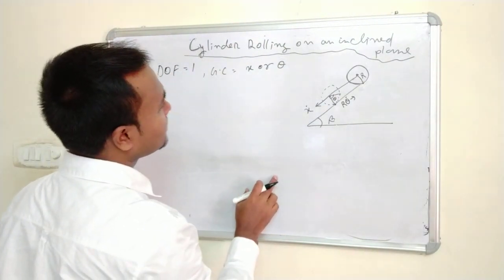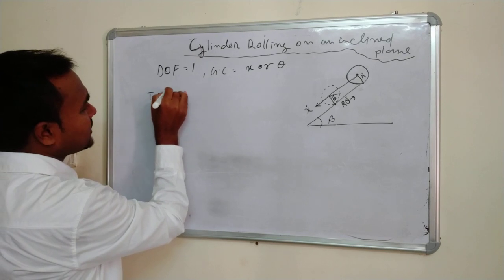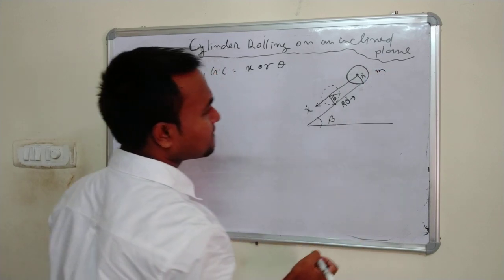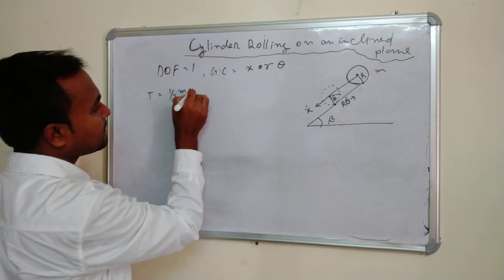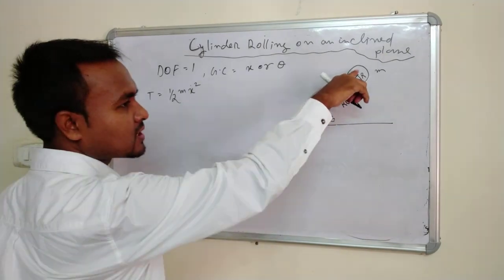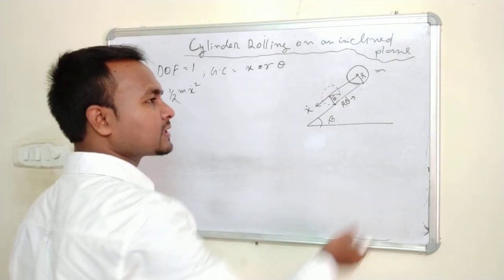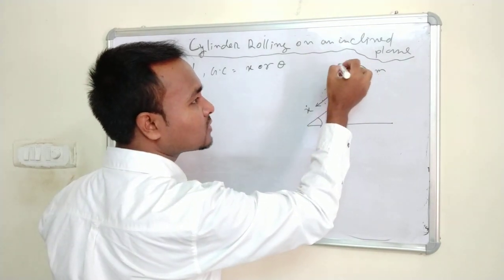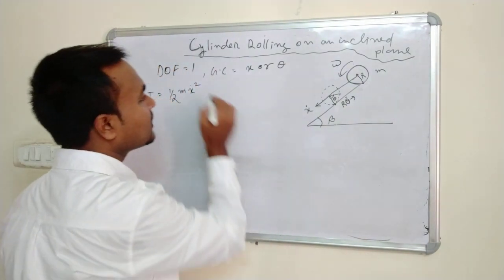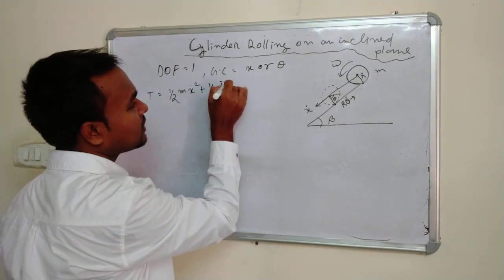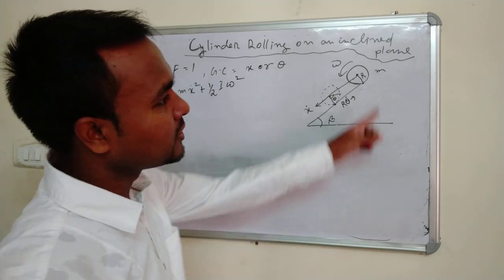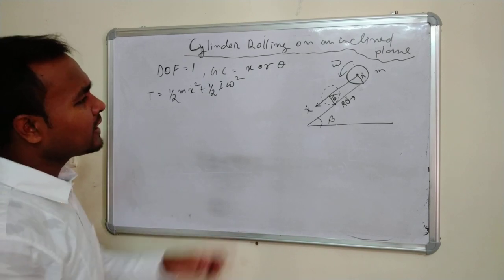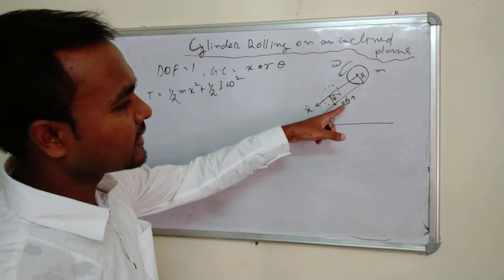And you see, so what will be the kinetic energy? T equal to half of, suppose the mass of the cylinder is m, half of m x dot square, because of this linear motion of the center of mass. And another motion, rolling motion, with an angular velocity, suppose omega. So another half I omega square, where I is the moment of inertia of the cylinder. Clear? So now you see omega we have to write down in terms of x and theta.